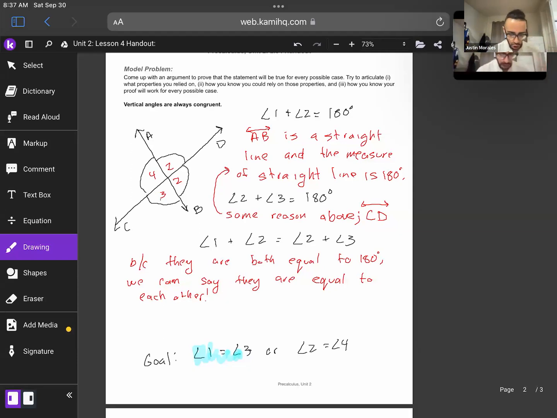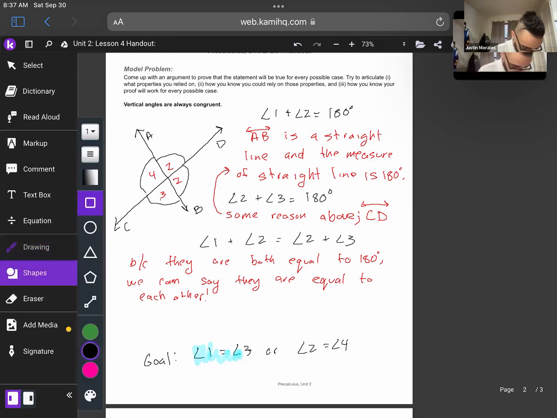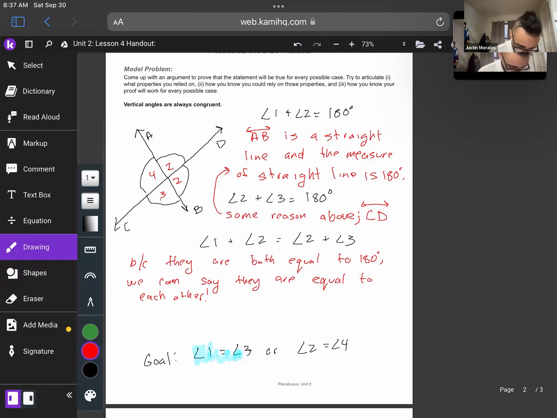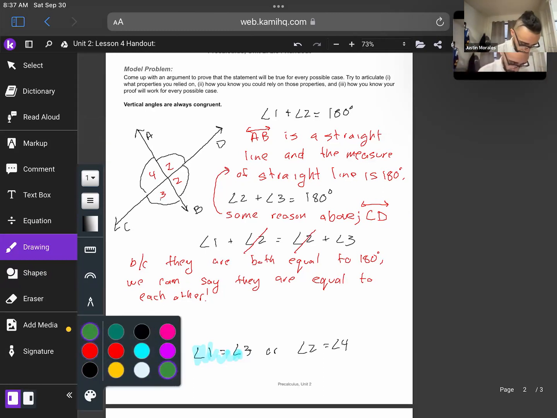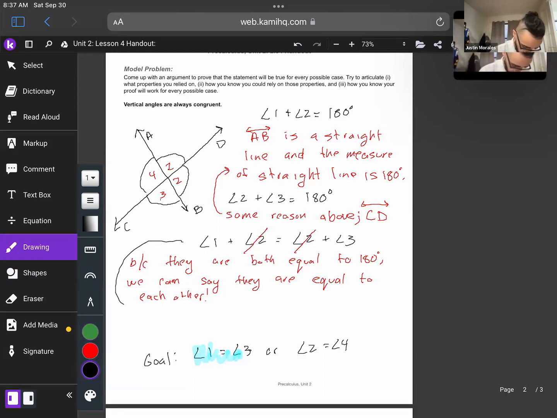So now think about it. Remember, our goal is to say angle 1 is equal to angle 3. And I'm noticing on both sides of the equal sign, we already have angle 1 and we already have angle 3. So all I'm going to do is subtract angle 2 from both sides of that equal sign. If I subtract angle 2 on both sides, we will end up getting that angle 1 is equal to angle 3. Thus, vertical angles are equal to each other.